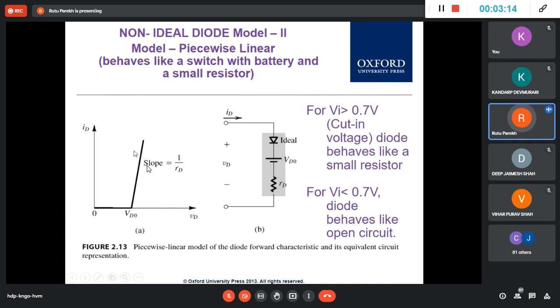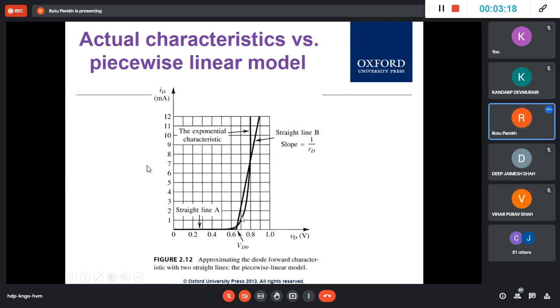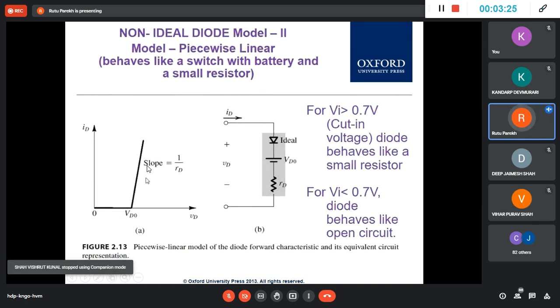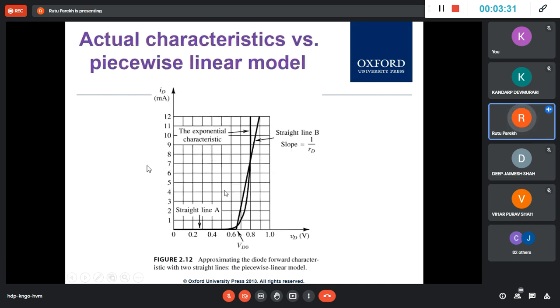So this is a straight line, so it will remain constant. But here, when it is an exponential-like curve, then RD will change. This is a straight line, so the slope is the same. This slope, this slope, this slope, everything is the same. And that's why it is 1 upon RD. But here, it's going to change, and hence we say it is a dynamic resistance. It is changing, although the change is little, but it will change, right?